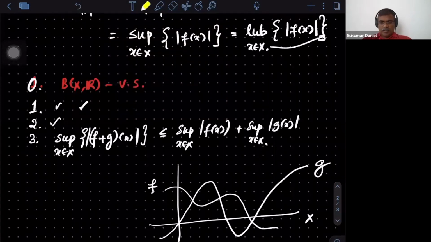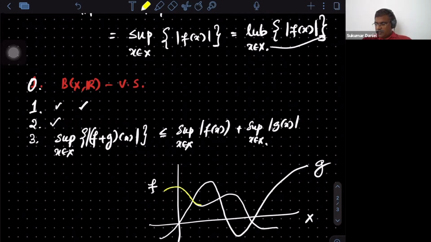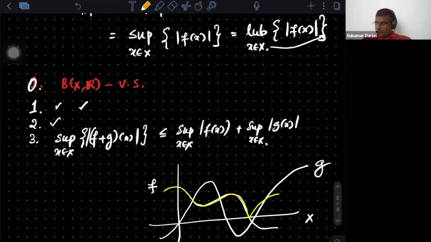If this is f, first of all we are finding mod f. I hope you know this fact. If I consider mod f, the function on the positive side will remain positive, but on the negative side it will change. It is the same f, but the negative part becomes positive. So the yellow function is the mod f function. And similarly, what is mod g? On the positive side it will remain positive, but on the negative side it will be flipped. So this will be the function.